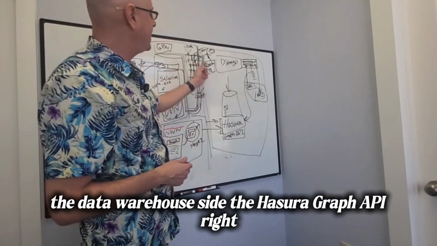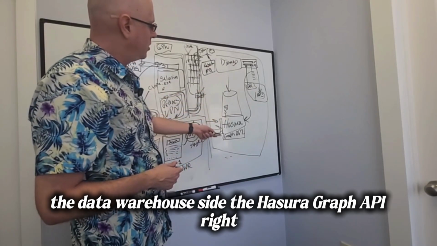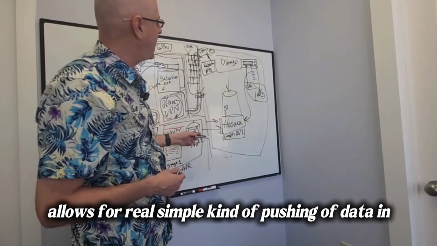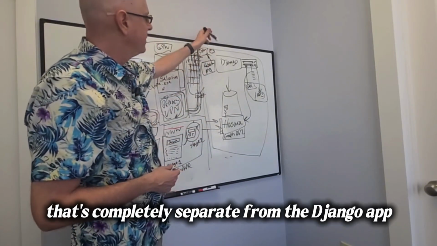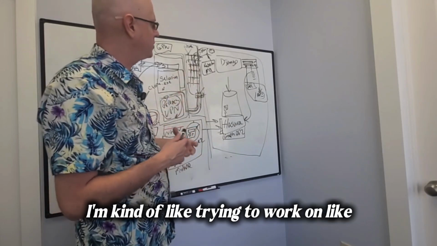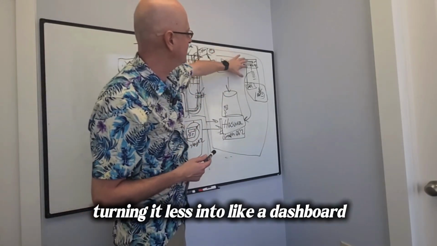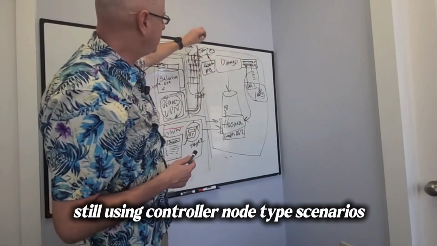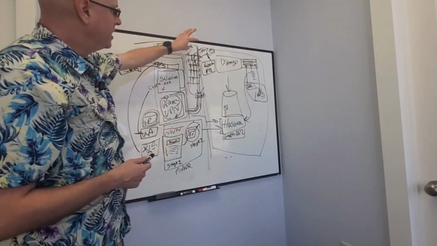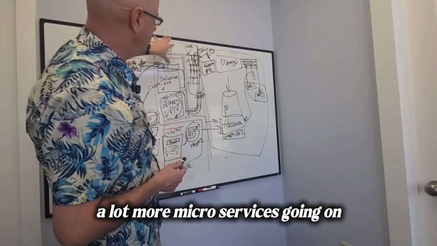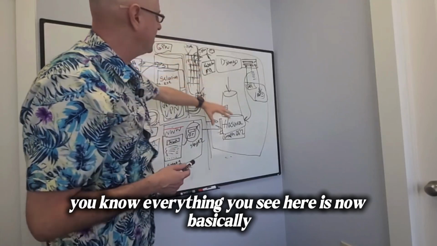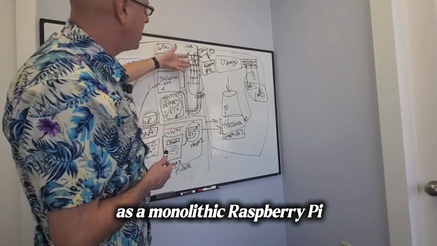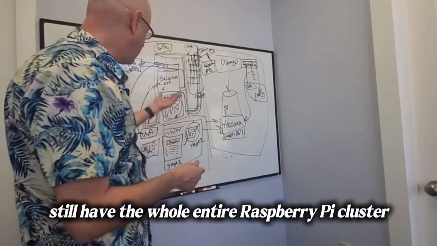And then on the other side, the data warehouse side, the Hasura Graph API allows for real simple pushing of data in that's completely separate from the Django app, which nowadays I'm trying to refactor, turning it less into a dashboard and more into API-driven systems. Still using MQ, still using controller node type scenarios, a little bit more load balancing going on, a lot more microservices going on. Everything you see here is now being containerized instead of run as a monolithic Raspberry Pi.